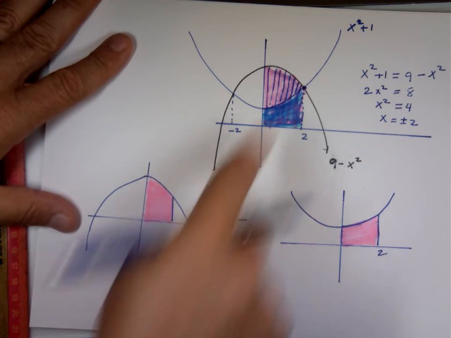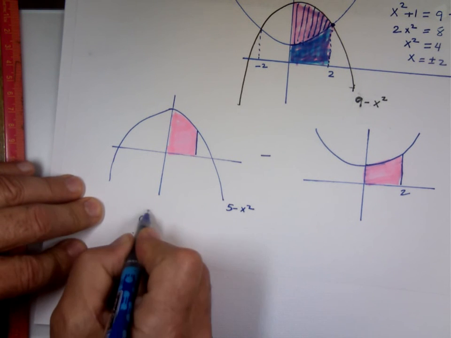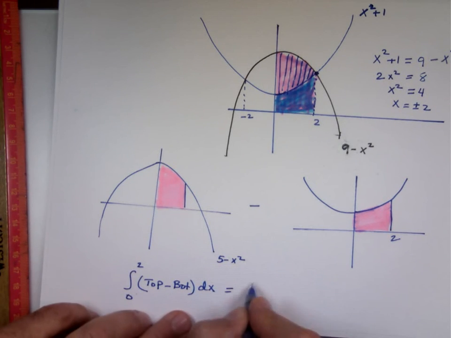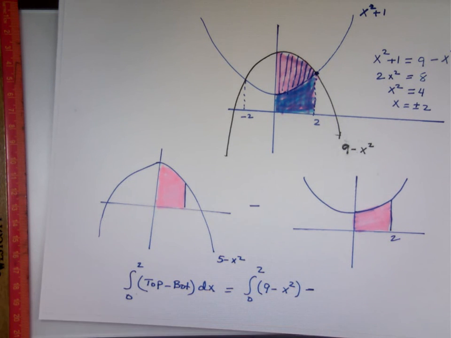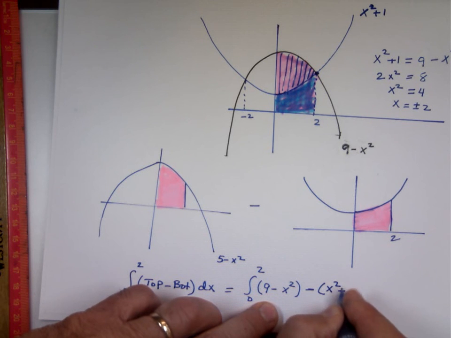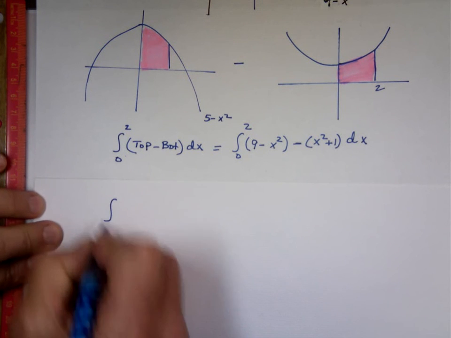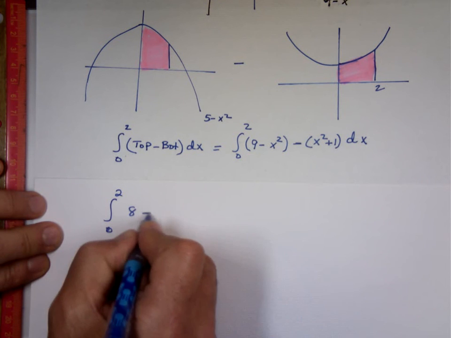So this is going to be the integral from 0 to 2 of the top function minus the bottom function. My top function here is what? My top one is 9 minus x squared. Minus my bottom function, which is what? X squared plus 1. If we clean that, you will have the integral from where to where? From 0 to 2. 9 minus 1, which is 8, minus what? 2x squared dx.